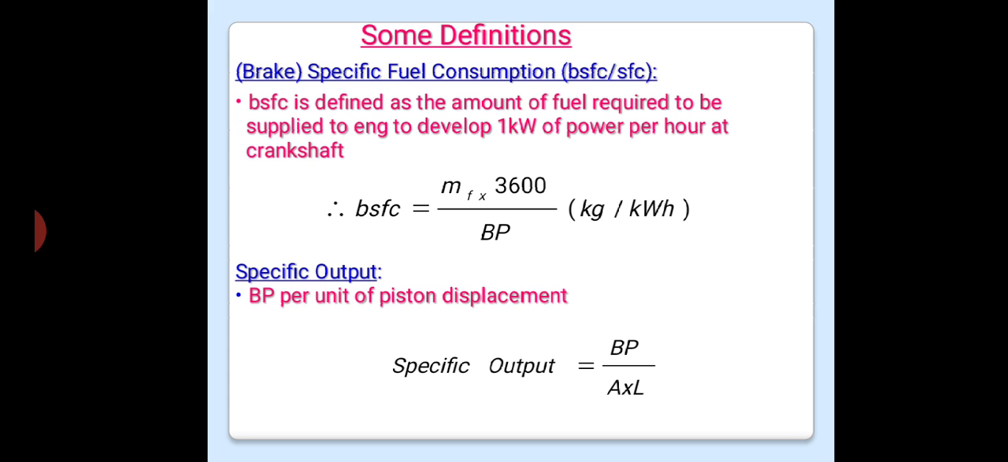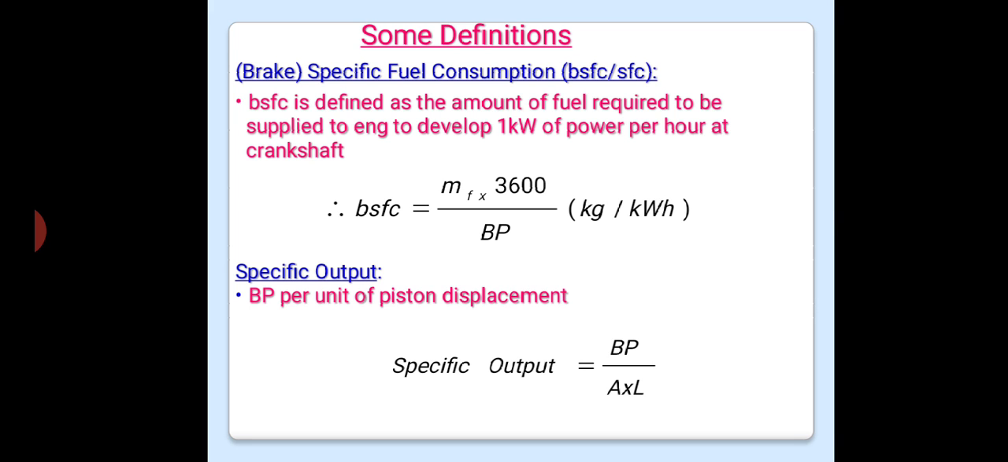Brake specific fuel consumption. We can say it as BSFC. Brake specific fuel consumption is defined as the amount of fuel required to supply to the engine to develop 1 kilowatt of power per hour at the crankshaft. So BSFC is equal to mf into 3600 upon BP, which we can measure in kg per kilowatt hour.